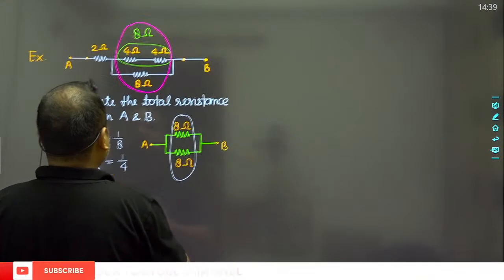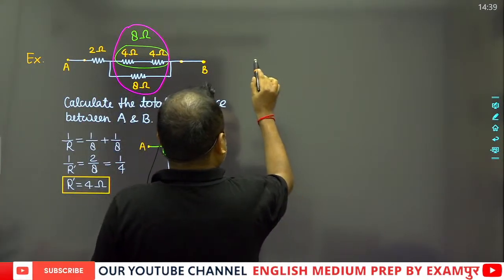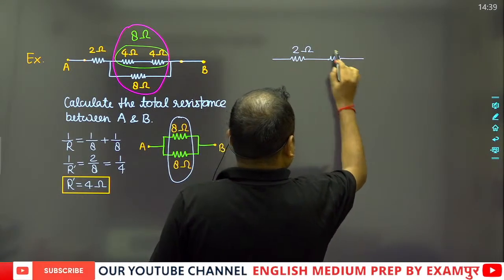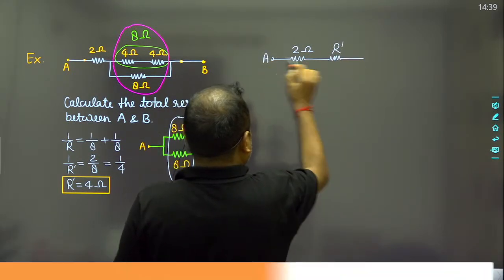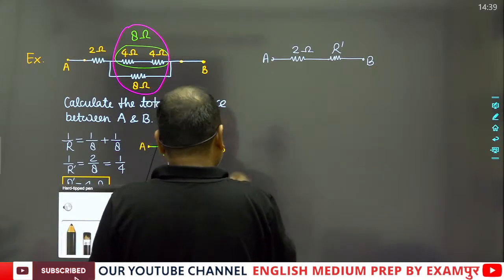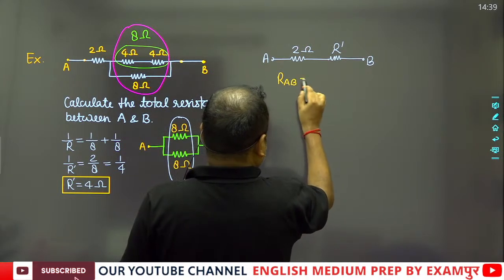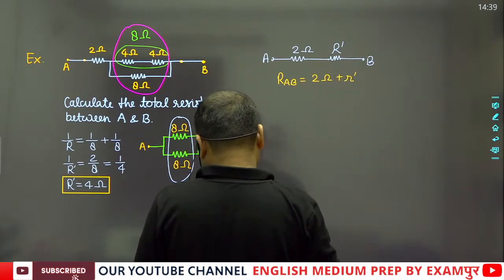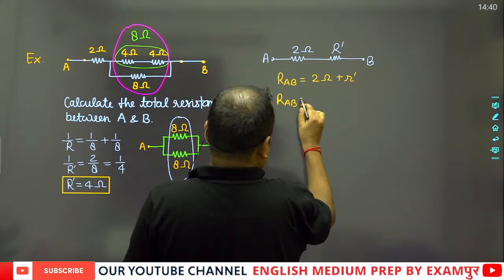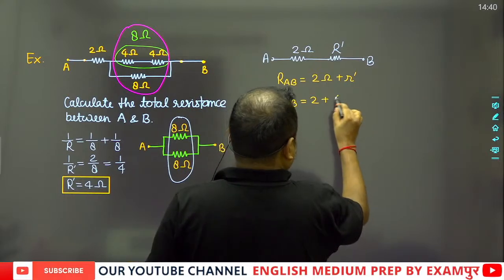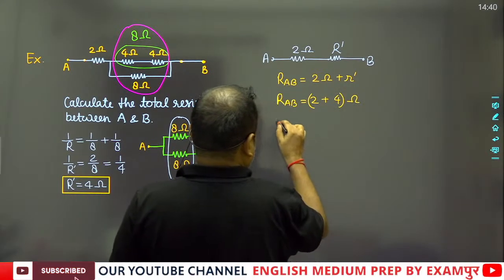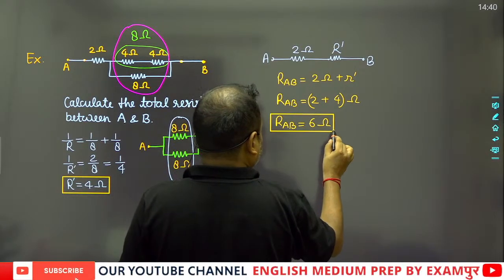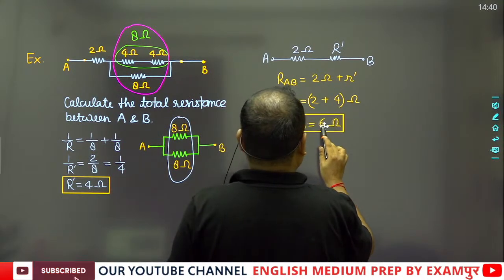Now we will calculate with the 2 ohm resistance, which is already connected with R dash. So this is A and this is B. RAB will be equal to 2 ohm plus R dash, so RAB will be equal to 2 plus 4, which is 6 ohm. So this will be the correct answer.